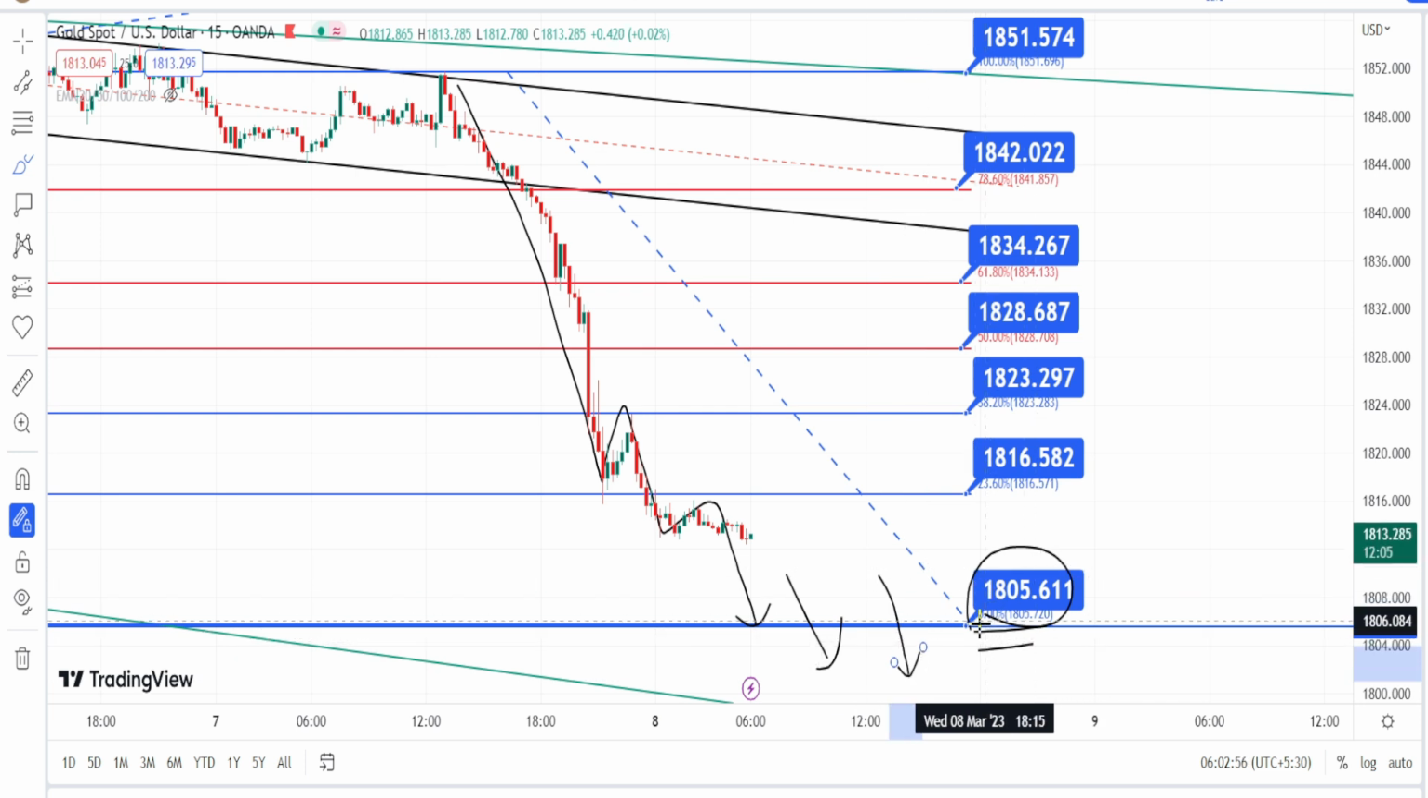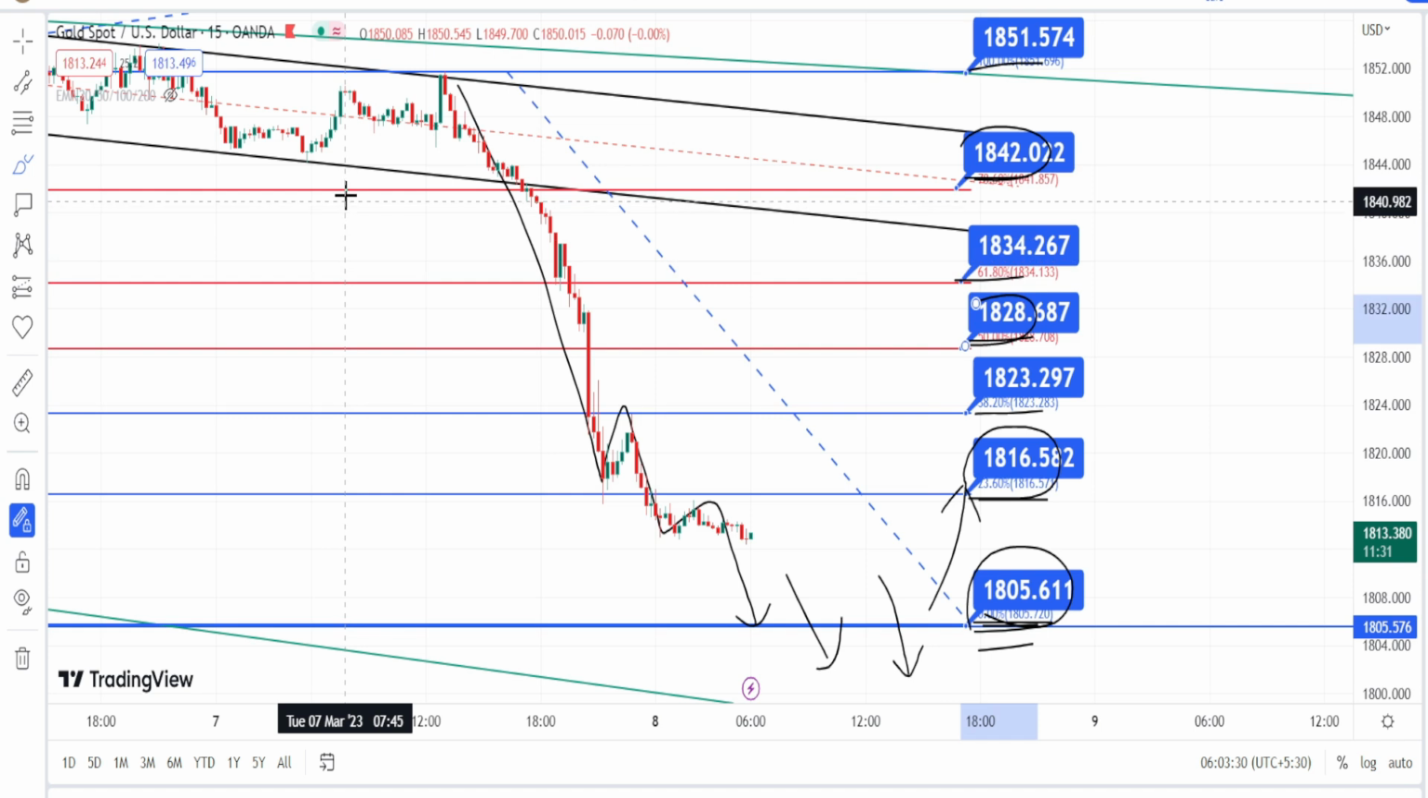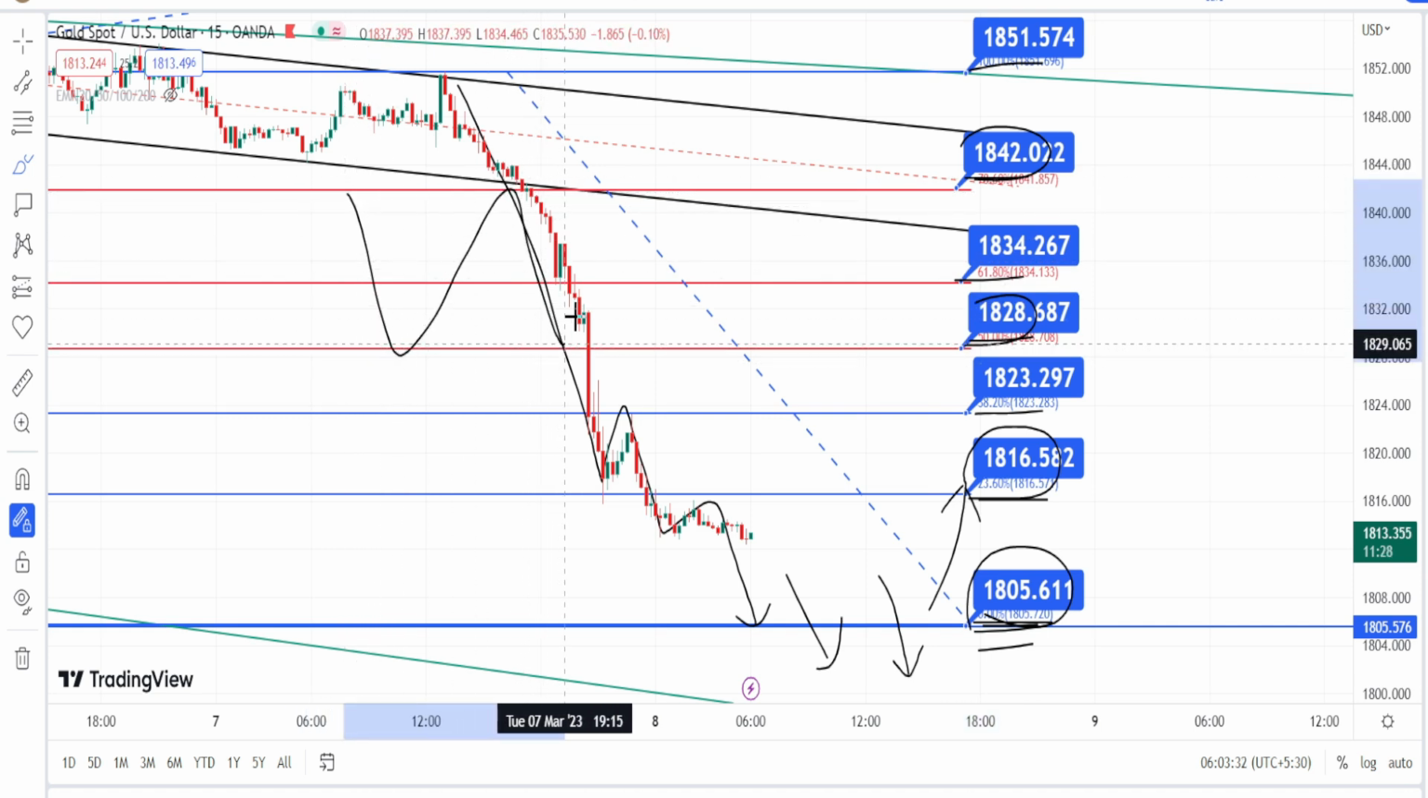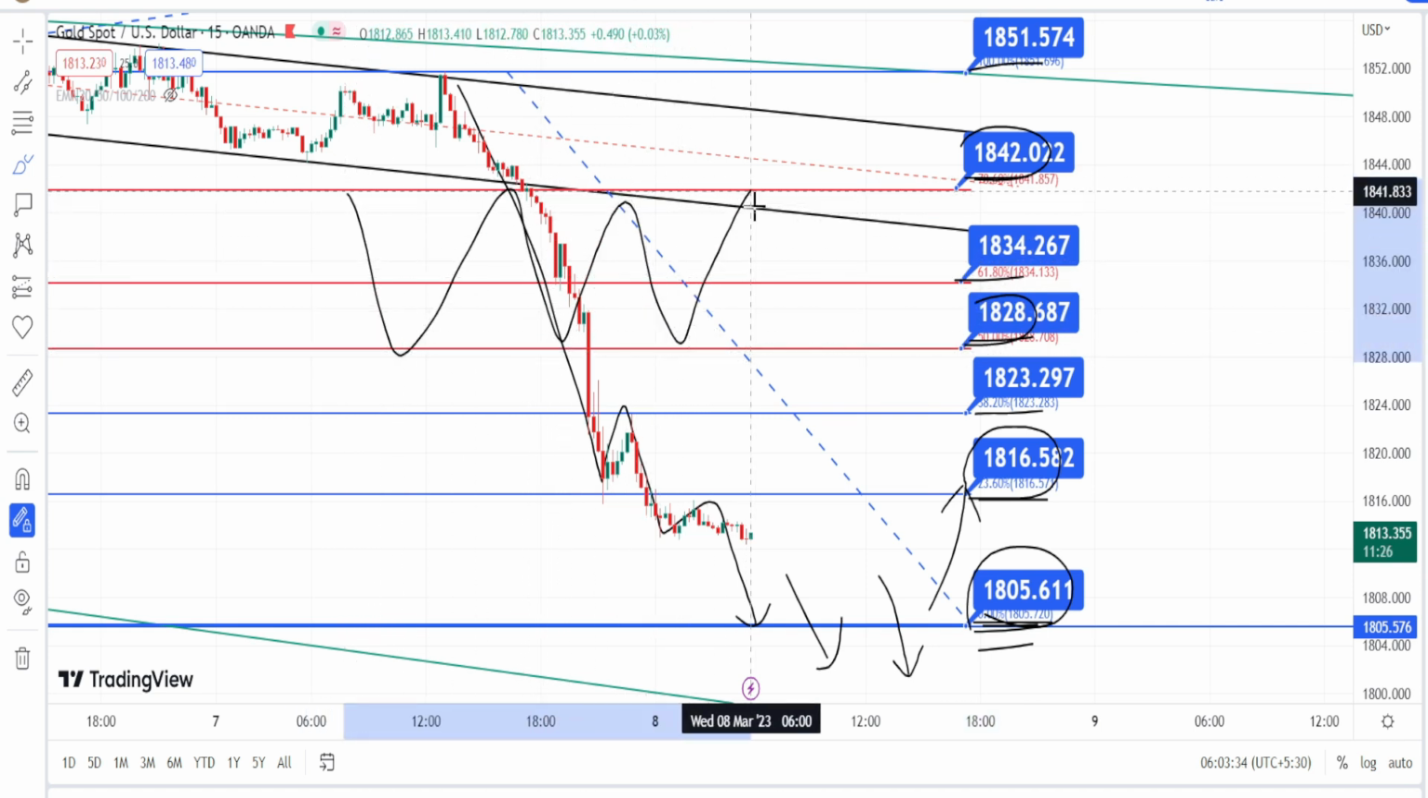And if the price action takes support around the support level of 1805 and bounces back on the bullish side retracement, the immediate resistance is going to be around 1816. Once this resistance is broken, next level of resistance is going to be around 1823, 1828, 1834, 1842 and 1851. This area between 1842 to 1828 is going to be acting as a very strong resistance zone for the current price action in 15 minutes time frame.